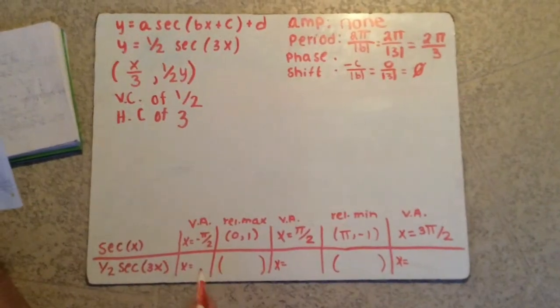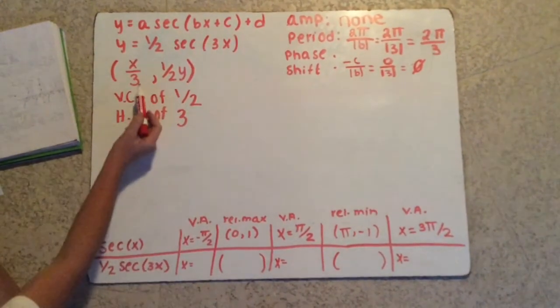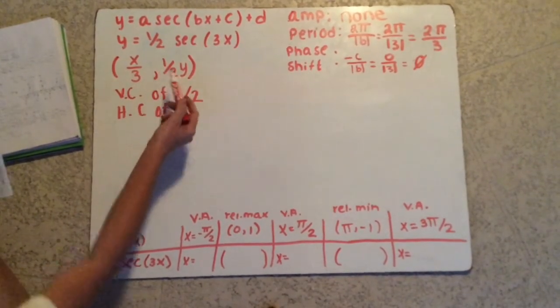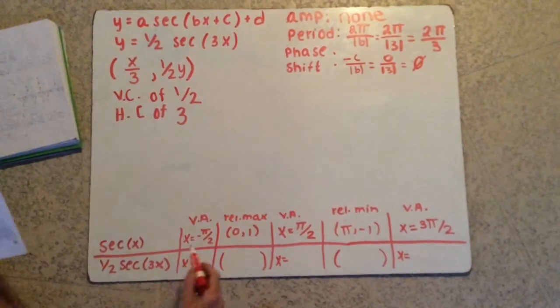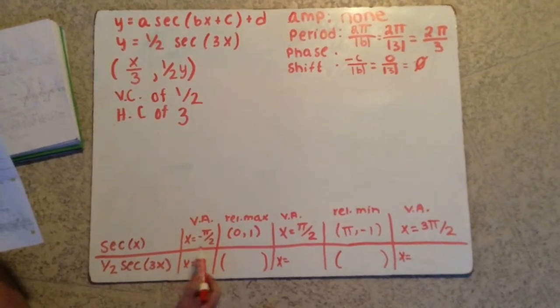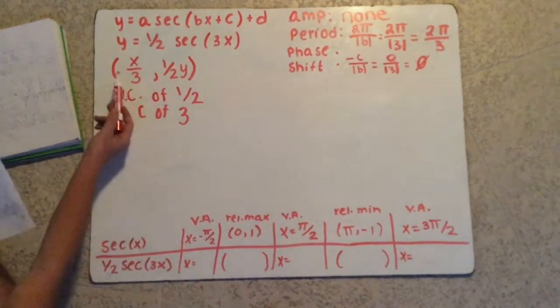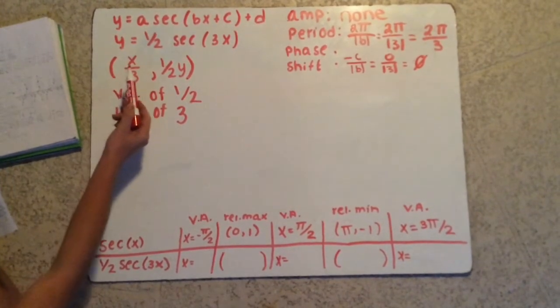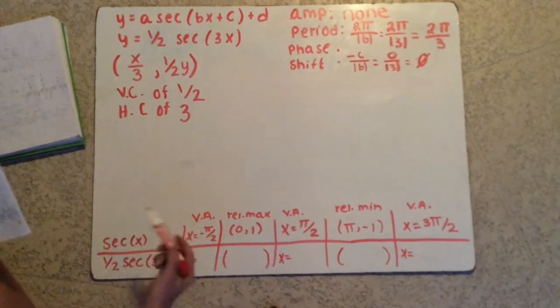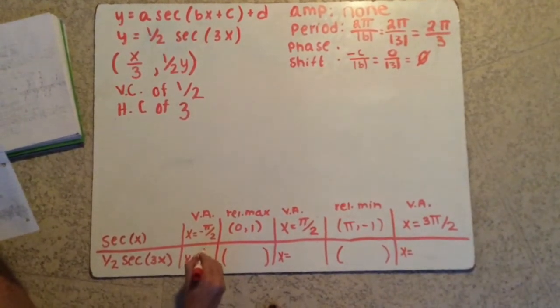Now to put all our information in a table, we use our x over 3 and 1/2 times y. So we see our first vertical asymptote is negative pi over 2. So up here, we do negative pi over 2 times 1 over 3, and that gives us negative pi over 6.